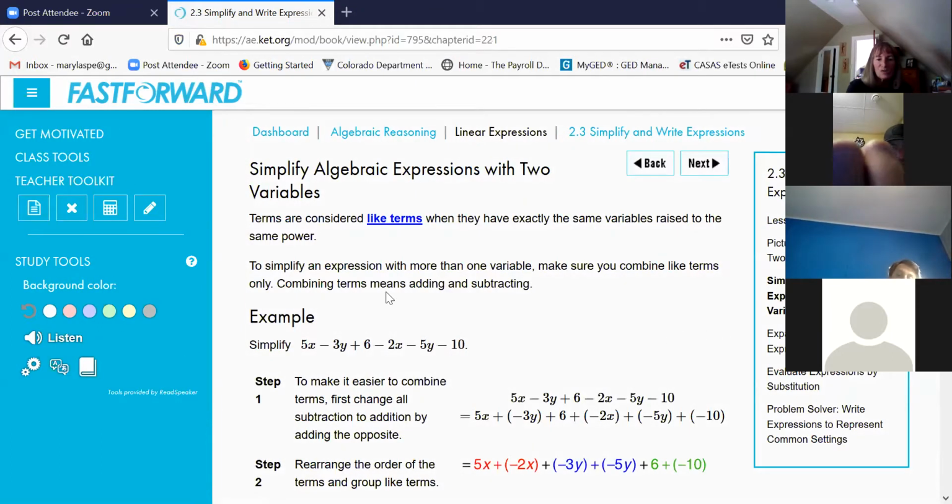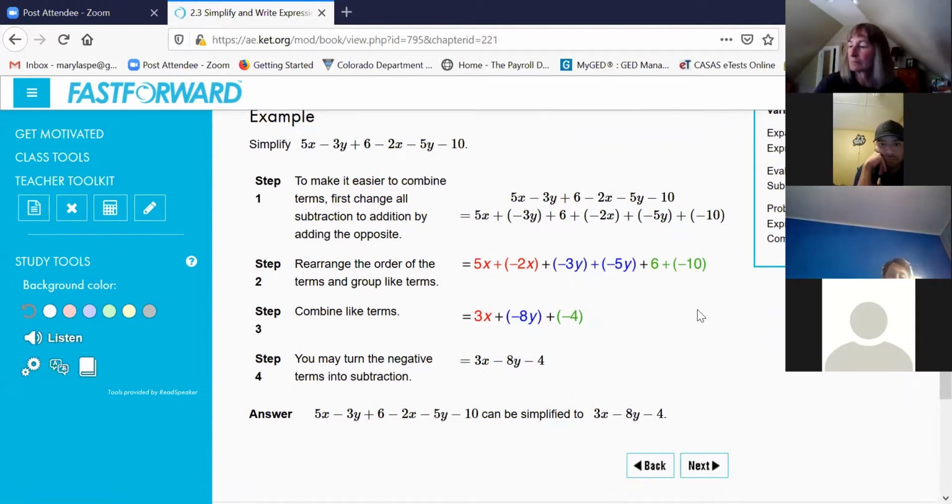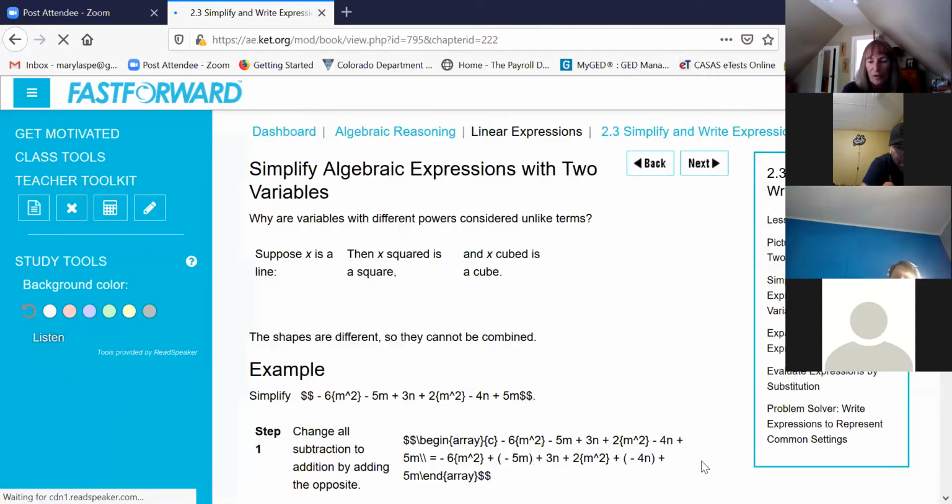Okay, here we go. Terms are considered like terms when they have the same variables raised to the same power. That was really hard not to take that call. And we talked about this yesterday. So if it's a number multiplied by the same variable, it's going to be like another term, same variable. And the variable has to be raised to the same power or not raised to a power.